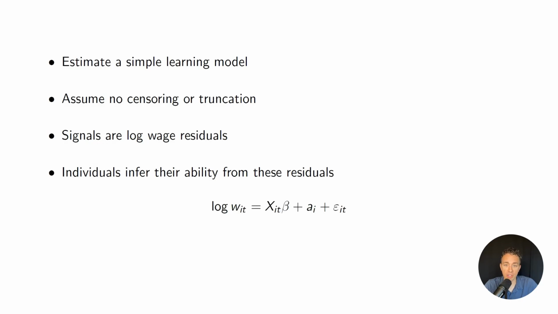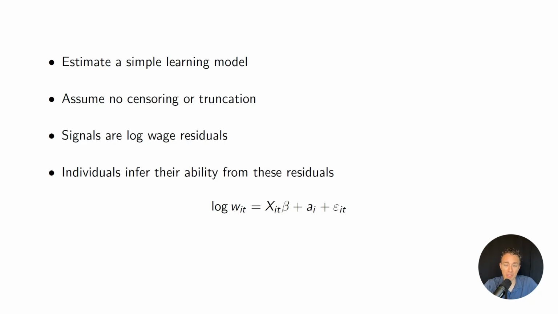The estimating equation is going to be a very simple log wage equation adapted to the panel data setting. We've got the log of the wage as a function of covariates x and it's linear in parameters. And then we have the familiar composite error term, a sub i plus epsilon sub it. And one thing I should emphasize here is that there's no selection into the labor force. We're just taking everything as given. You could think of this as randomly assigned jobs.